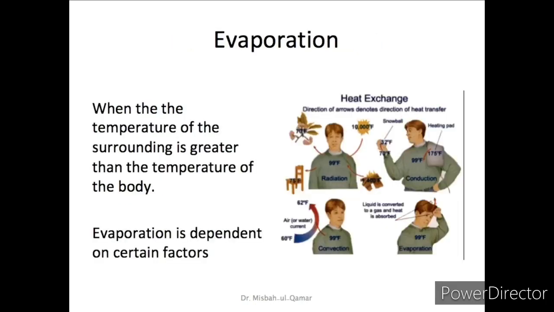Right, so now we move on to evaporation. This is the only way to lose heat when the temperature of the surroundings is greater than the temperature of the body. And how does evaporation produce cooling? Because for each gram of water or sweat which evaporates, around 0.58 kilocalories are lost from the body in the form of heat.